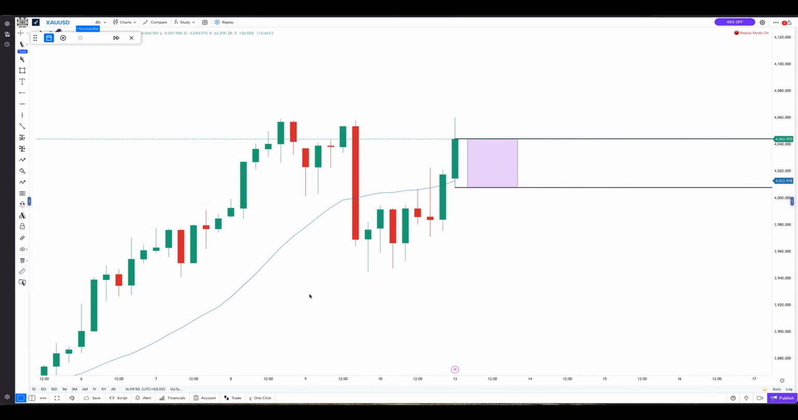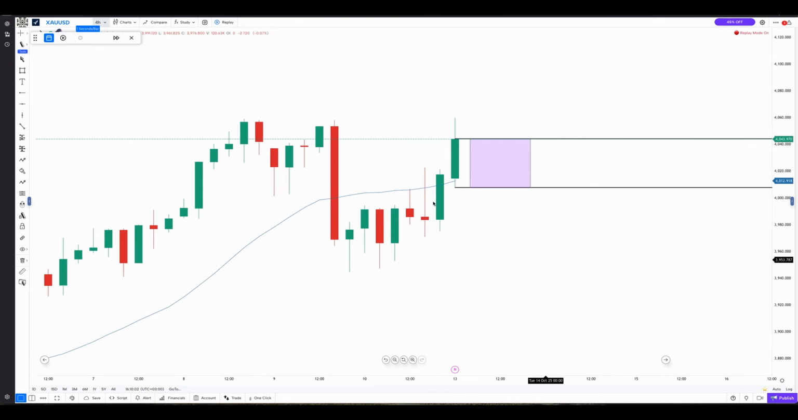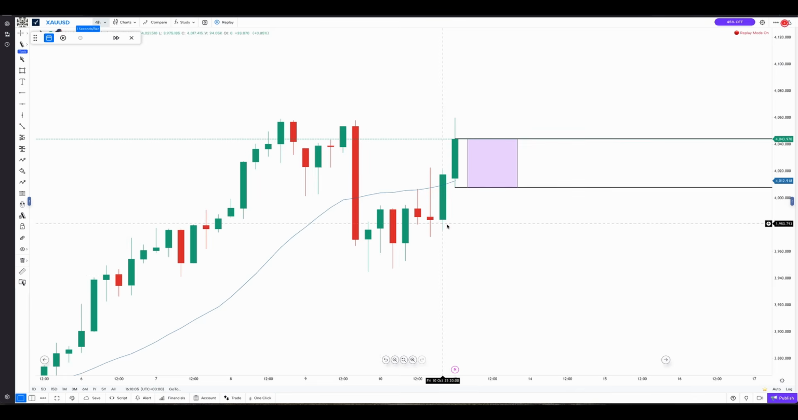All right guys, so in this example, this is a bullish example. It's still on the 4-hour chart on gold. As you can see here, I have seen that the trend is moving up based on the strategy.